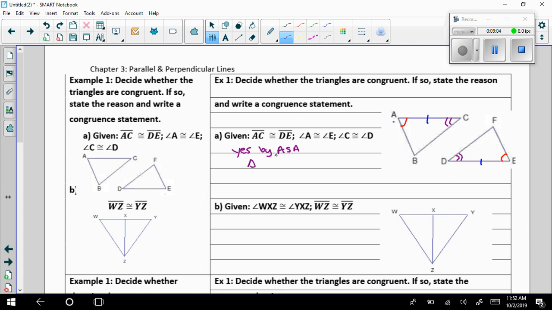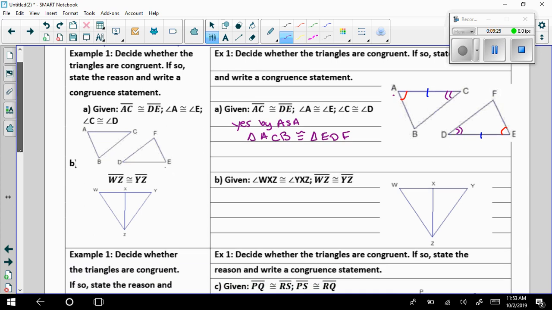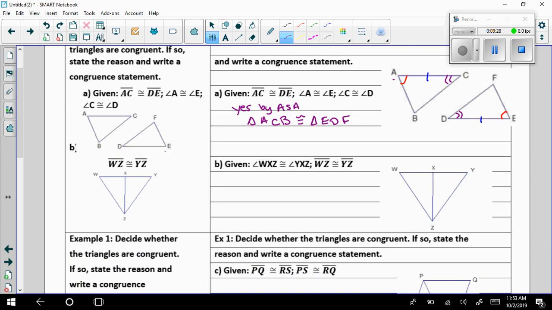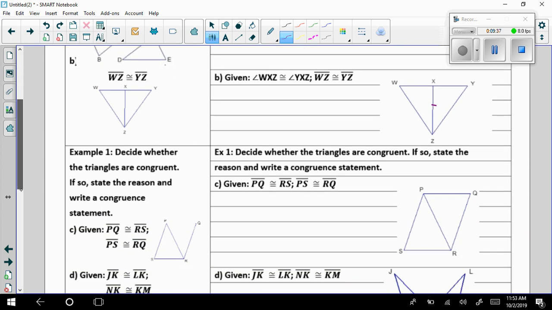So, yes, enough information by angle, side, angle, and we have to match these up here, so A goes with E. Triangle A, C, B is congruent with triangle, same order, E, then I go to D, and then I go to F. All right, these can be rearranged, but then these also have to be rearranged. Okay, so go ahead and try to do B, keeping in mind that XZ is congruent to itself. Right, XZ is congruent to itself. So keep that in mind and give that one a try.